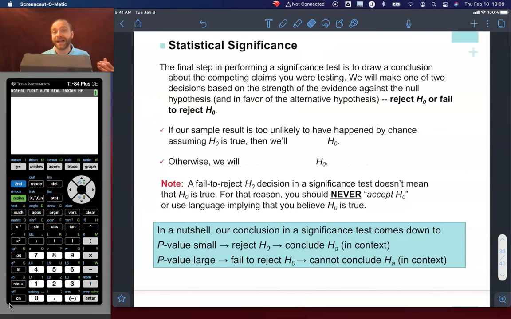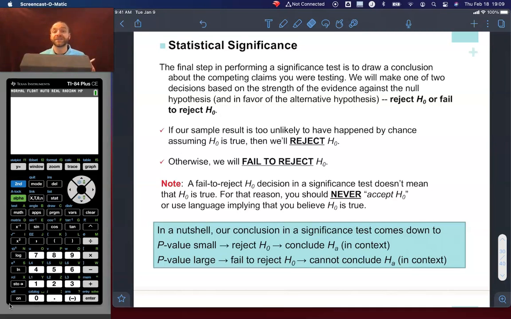All right, so our final step in performing a significance test is drawing a conclusion about the competing claims that we're testing, the null and the alternative. We're going to make one of two decisions based on the strength of the evidence against the null hypothesis and in favor of the alternative. We either reject the null or we fail to reject the null. So if our sample result is too unlikely to have happened by chance, assuming the null is true, we reject the null. Otherwise, we fail to reject the null.